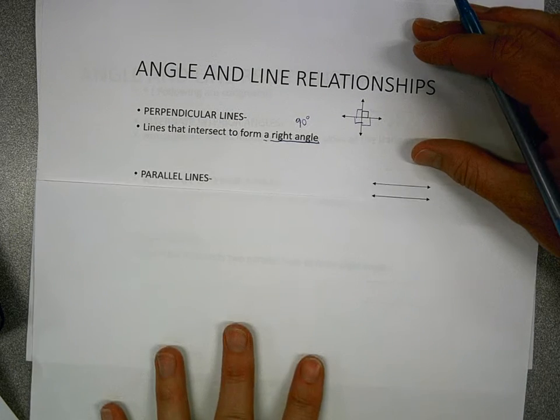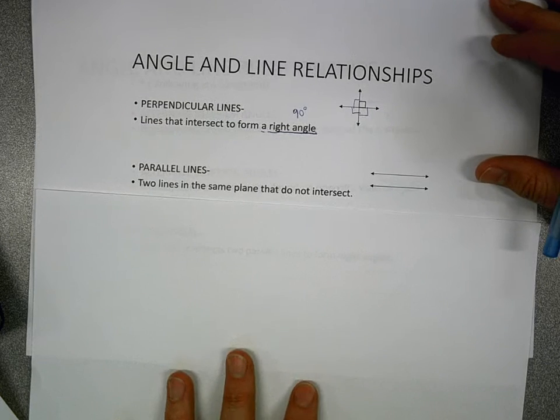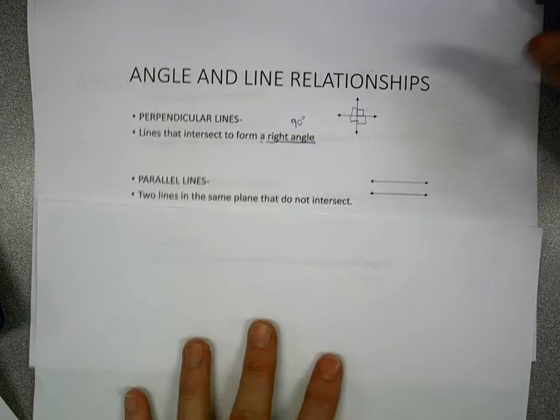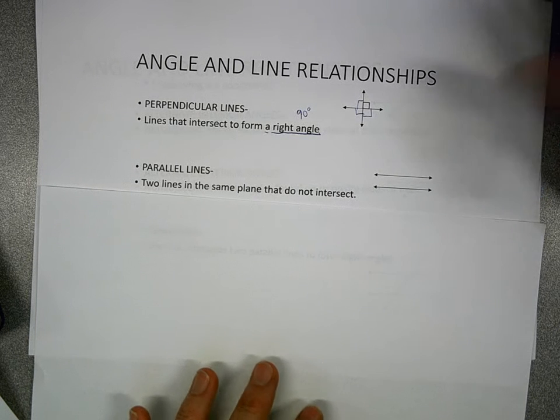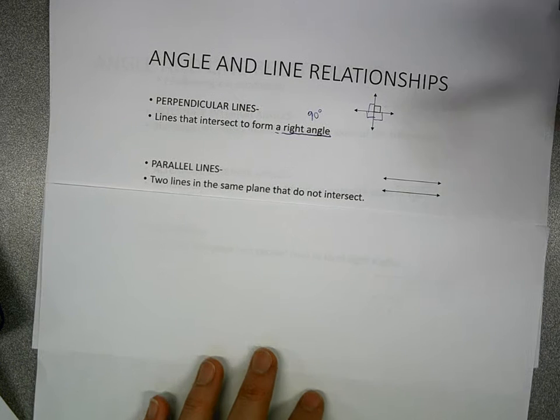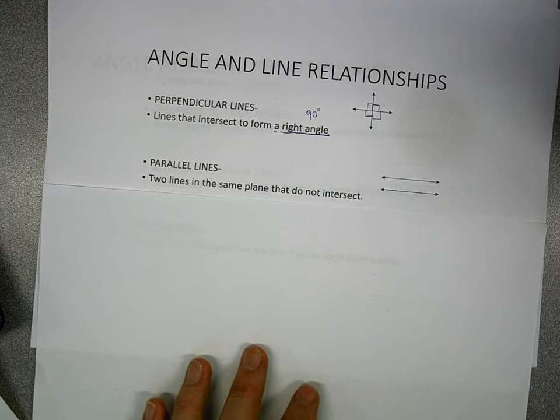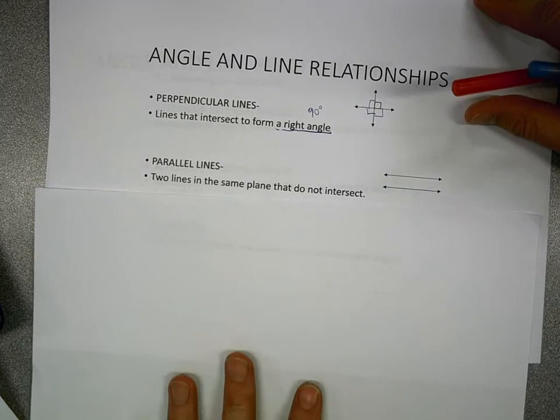All right, parallel lines, everyone? Parallel lines. It says two lines in the same plane that do not intersect. I always remember my elementary teacher when I was young saying, oh, like railroad tracks. I don't know, railroad tracks curve, right? But basically, it looks just like this.